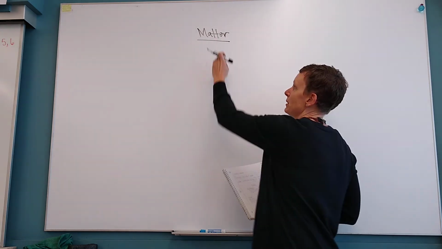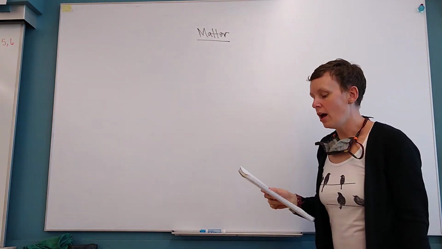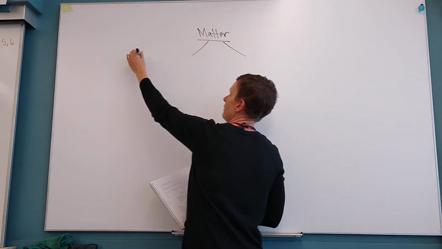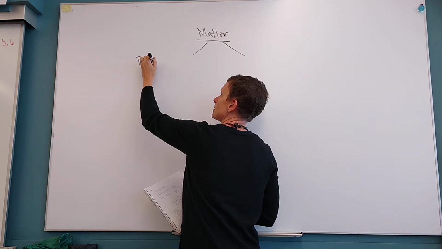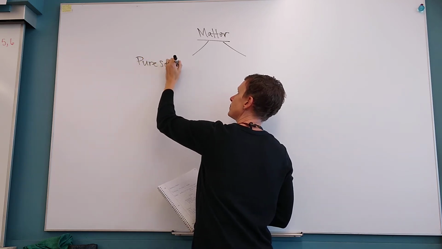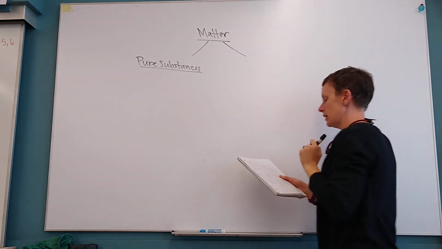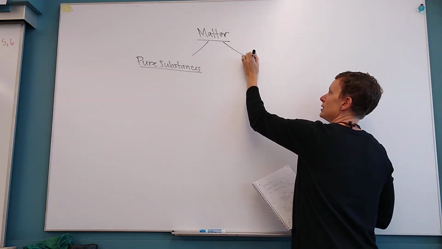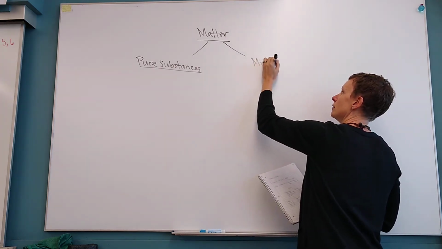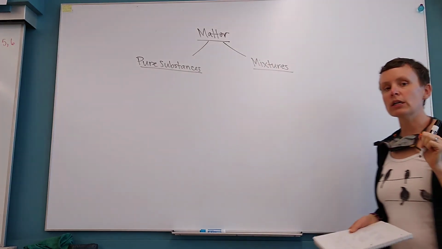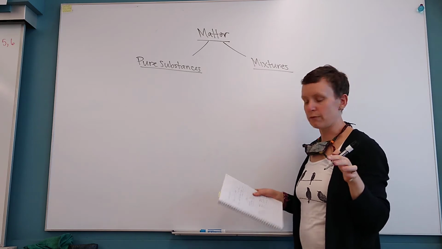Okay? So up at the top of my flow chart, I've got matter. I'm going to go ahead and split that into 2 categories. This left category, I'm going to write pure substances. And the right category is mixtures. Okay? Now we're going to define each of these before we split them further.